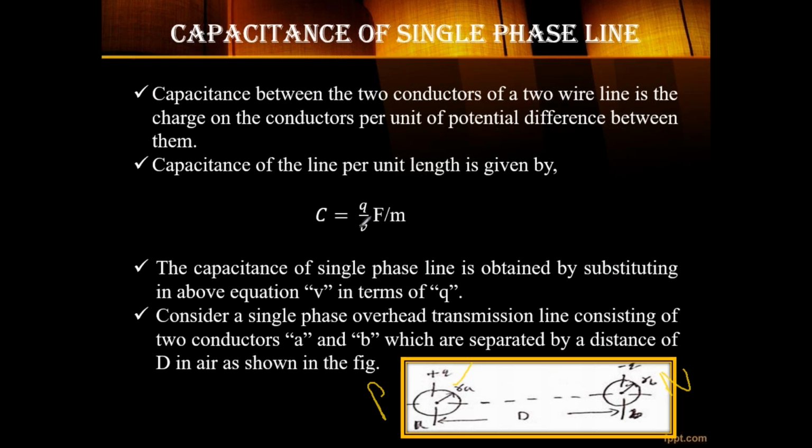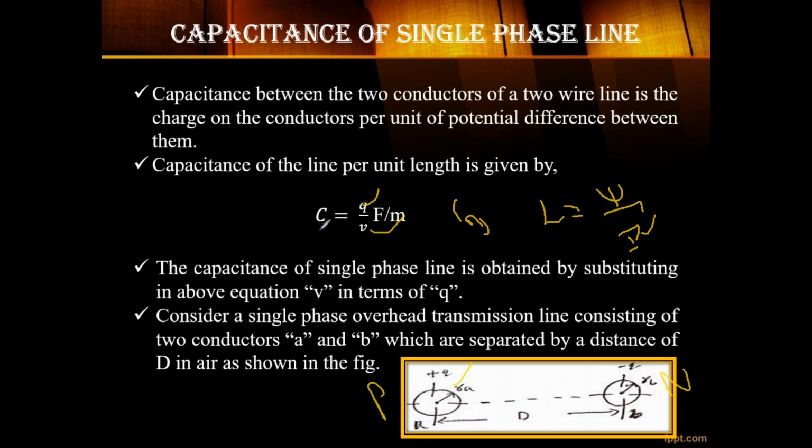So this is the formula for the capacitance value, C is equal to Q by V. In inductance the formula is psi by I, so inductance depends on flux linkages, and capacitance depends on the charges. Here current is involved, whereas in capacitance the electric field, that is voltage, is involved. That is the difference between these two formulas. The capacitance of a single phase line is obtained by substituting V in terms of Q in the above equation. Then only can we calculate the capacitance.